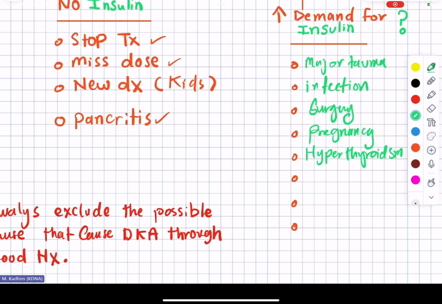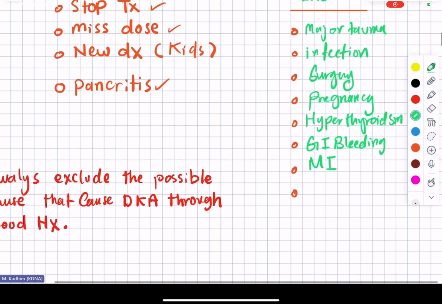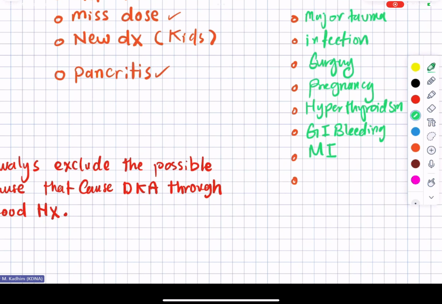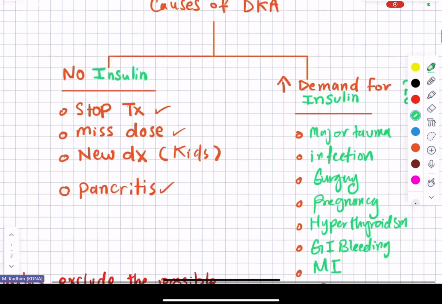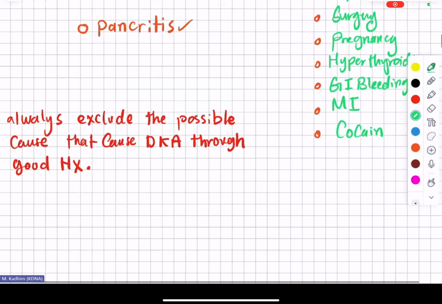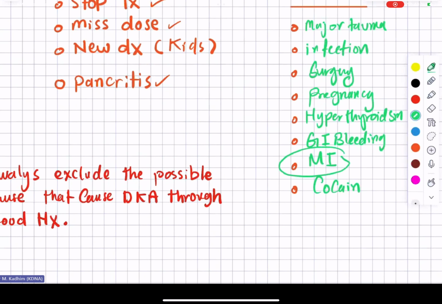Obesity, yes, if we're talking about a severe demand or insult to the systems and severe stress. Some documented cases of cocaine abuse also precipitated an attack of DKA. The most important thing here is always to exclude the possible causes of DKA through a good history. I'm talking about MI, which will appear on ECG, and a history of infection is also very important, especially in old age.